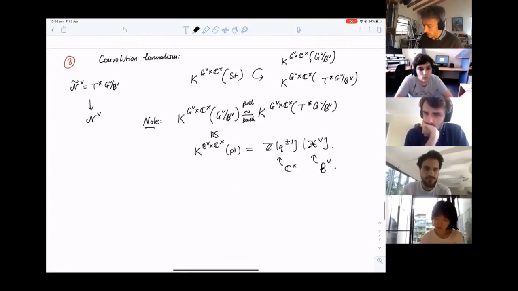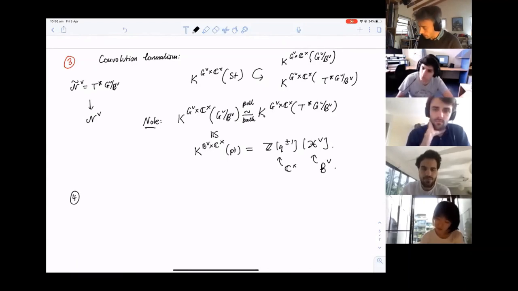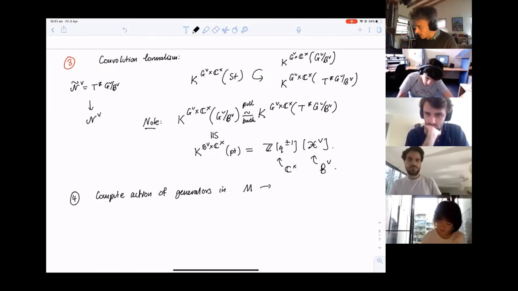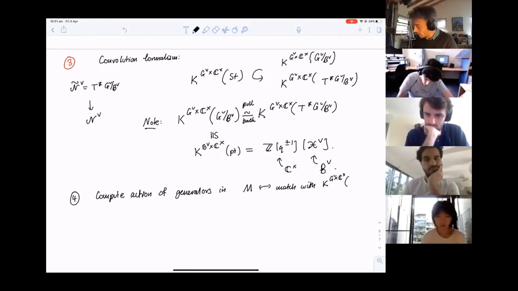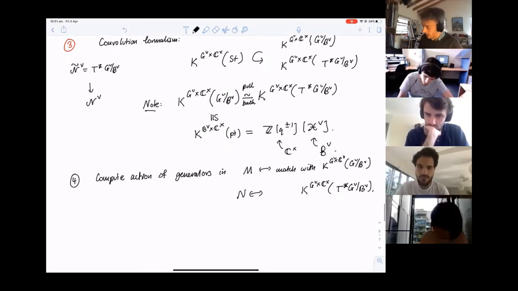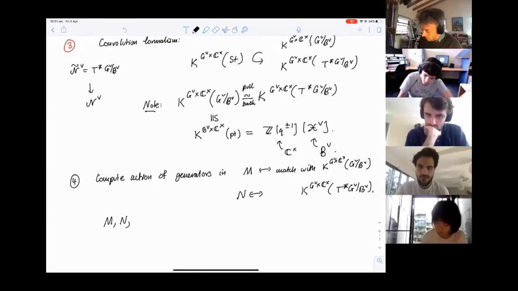And now the fourth step is to compute the action on generators in M and match it with K^{G-check times C-star} of G-check mod B-check, and similarly for N and match it with K of the cotangent bundle. And finally, M and N. So these are all faithful modules.